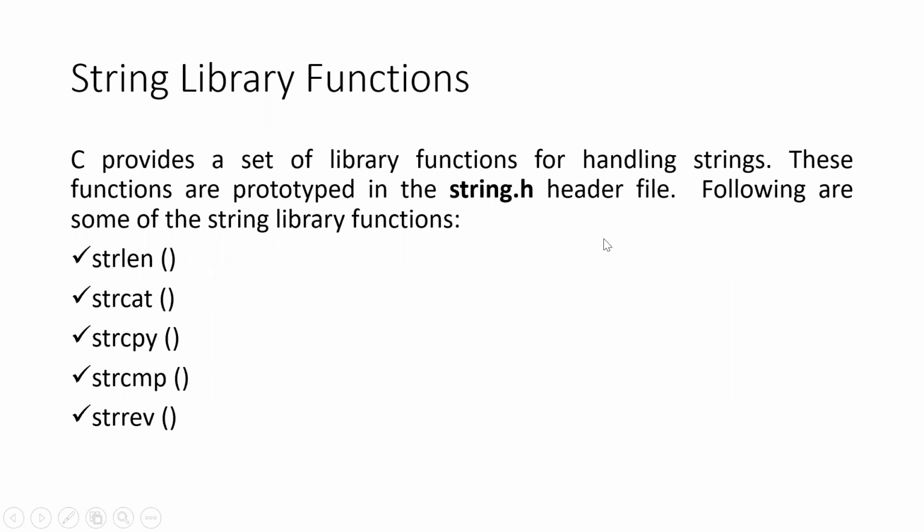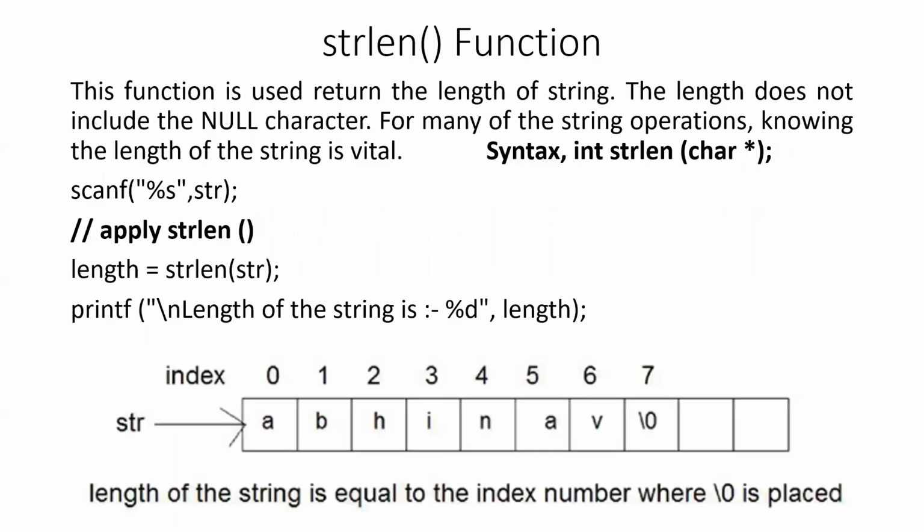String library functions. C provides a set of library functions for handling strings. These functions are actually prototyped in string.h. So you need to include this file in your program if you want to use the different library functions. So there is a list of some of the library functions that are provided in the C language. strlen, that is string length. String concatenation stands for strcat. String copy, strcmp stands for string compare, and string reverse. We will have a look at all these 5 string library functions one by one.